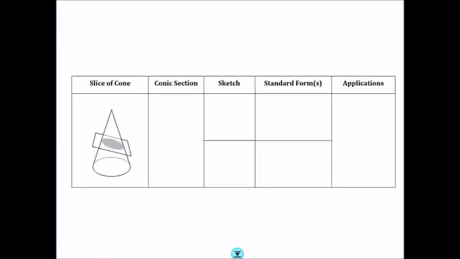First, let's take a look at our conic sections. If you slice a cone on an angle, the resulting cross section will be an ellipse. An ellipse is just a fancy name for an oval. If in the equation of an ellipse A equals B, then that gives us a circle. Again, we have two different types of ellipses.